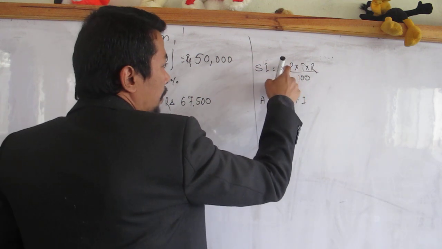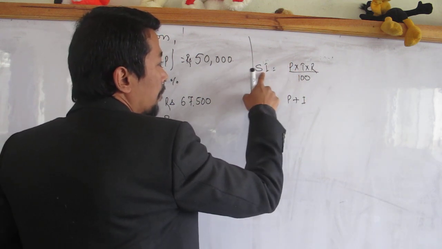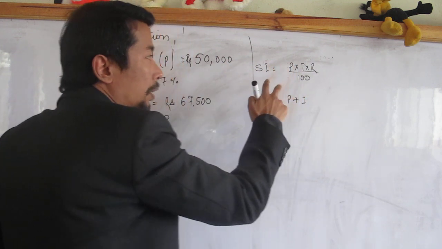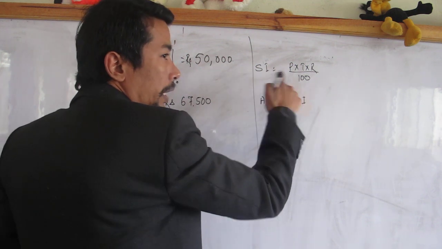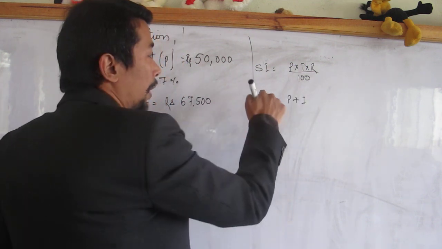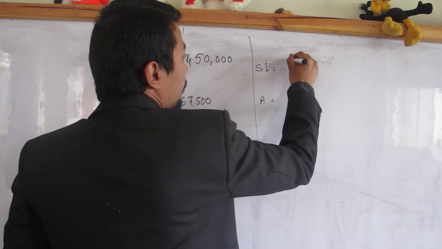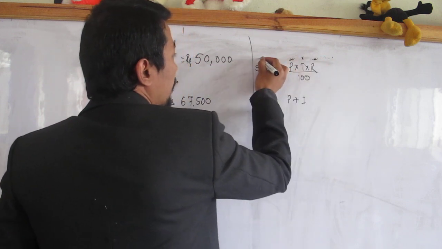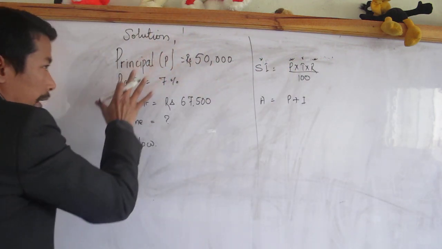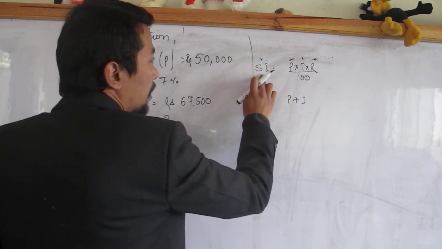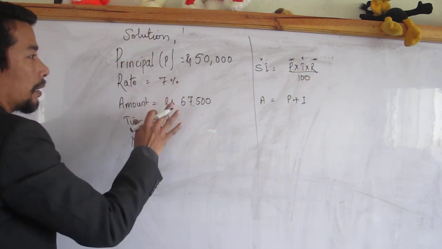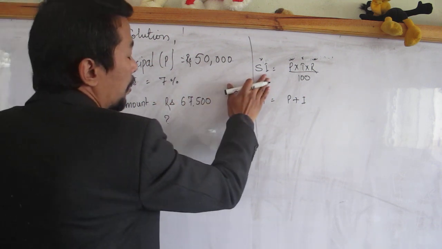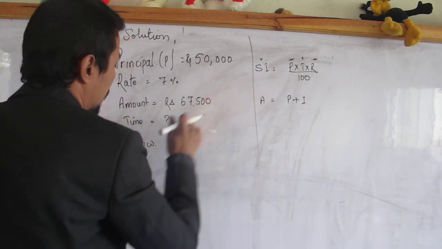In order to work with this formula, we don't have simple interest, we don't have time, so we don't have two variables. It's difficult to get the solution when we don't have the values of two variables in one equation. We have principal, we have rate, but we don't have time and we don't have simple interest. So from this question, can we find simple interest or can we find time? Time we cannot find until and unless we know simple interest. So let's try to find simple interest.